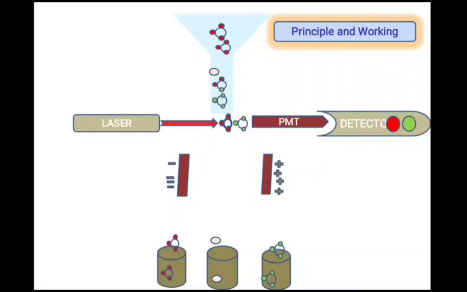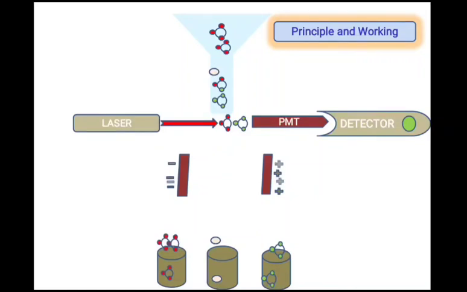Below we have deflection plates. Now these deflection plates are given random charges, and then the cell will be attracted and it will be sorted. Now let us see what exactly is happening. From the nozzle, the cell is coming out, the laser light is falling on the cell, fluorescence is getting detected by the detector, and the cell is separated because of the deflection plate.